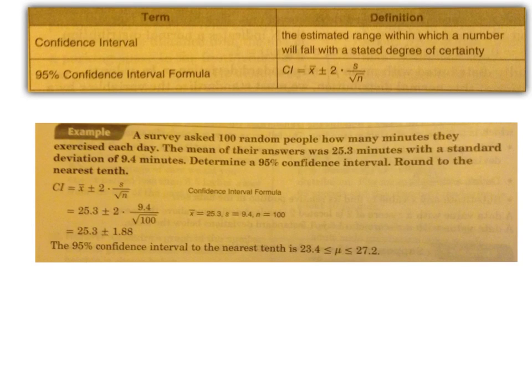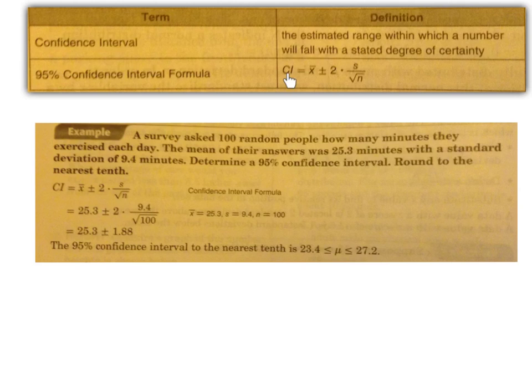As we continue our discussions of experiments and surveys and observational studies, we've talked about how we are oftentimes going to use just a sample of a population, and of course we need to know how confident we are in the results we're getting. And so there we have a measurement called the confidence interval, and it is the estimated range within which a number will fall with a stated degree of certainty. So we're going to try and be 95% certain that these results fall within a certain range.